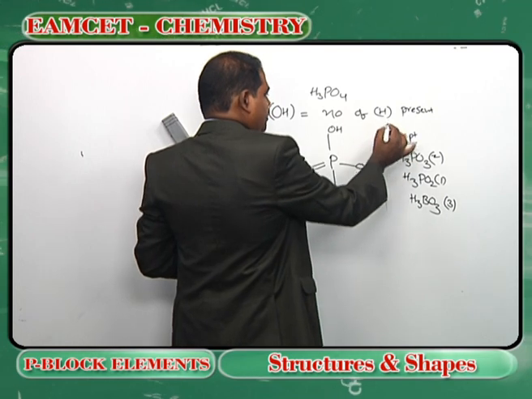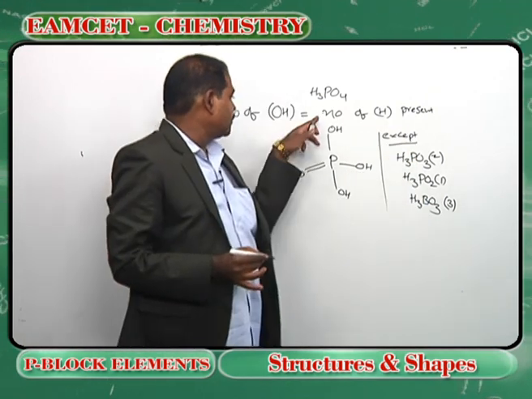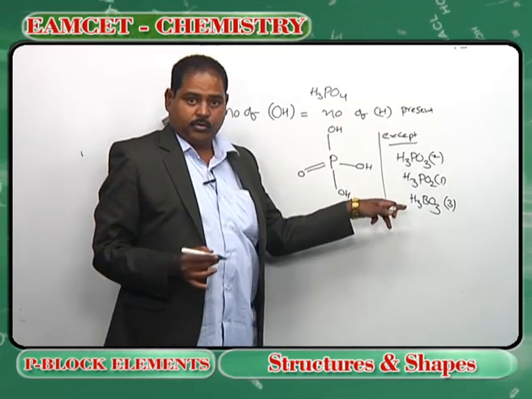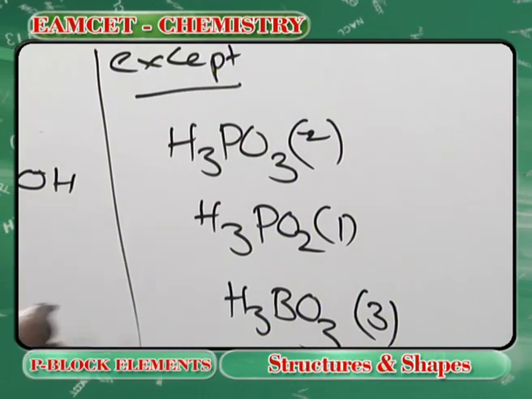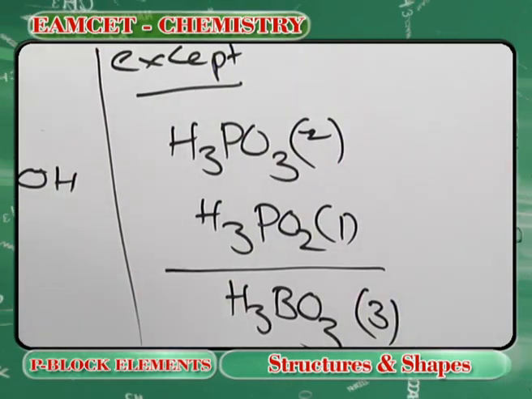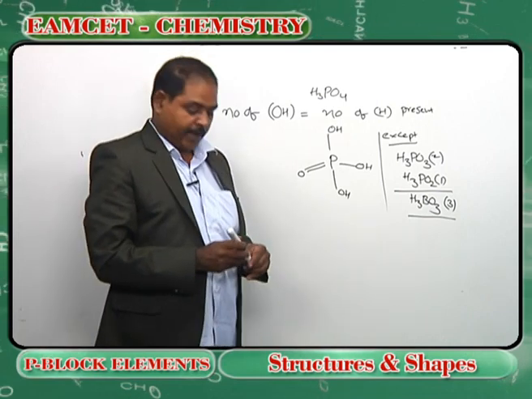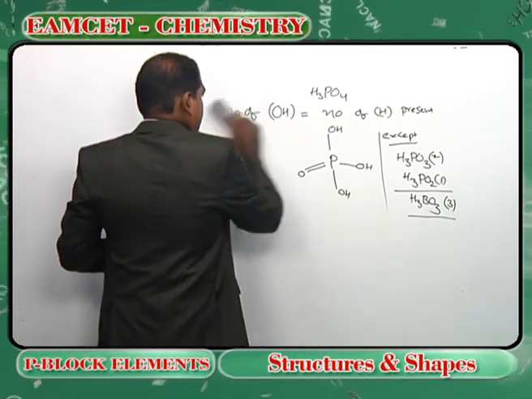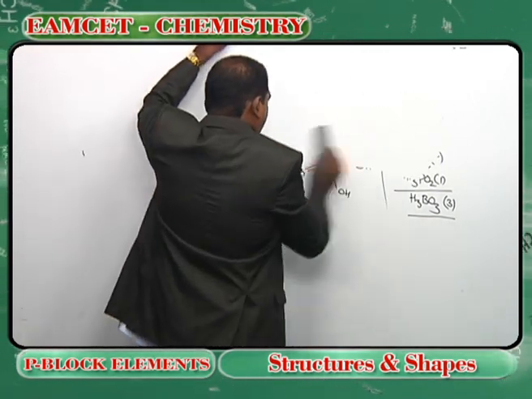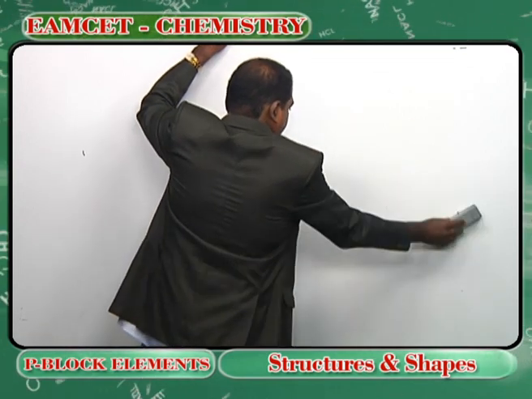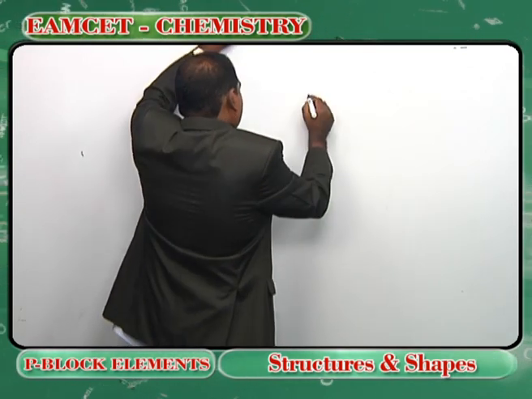Strictly speaking, this is not an exception to this particular number of OH rule. So, you can say this is not an exception, but this is an exception in some other place. We will come back to that later. Now, how will you draw the structure of H4P2O7?